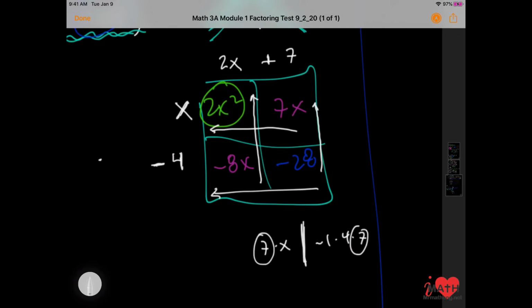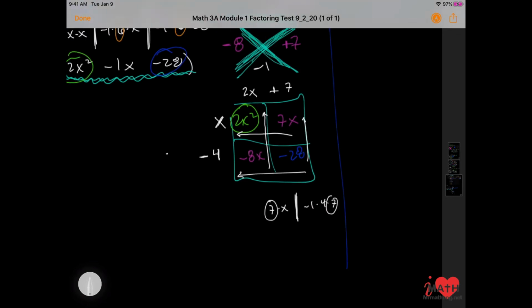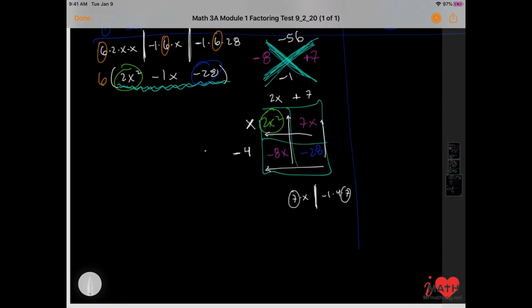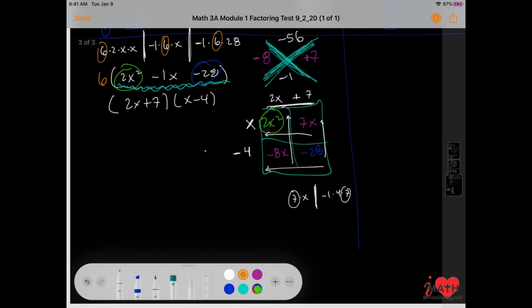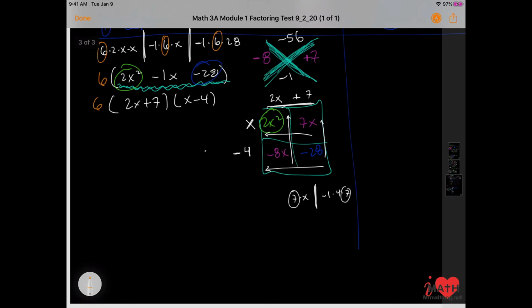And then again, it's just like a multiplication table. You can just multiply, check your answers. Okay, so on the outside of our box here, we have these binomials, 2x plus 7 and x minus 4. And do not forget the 6 here, okay? Super important.